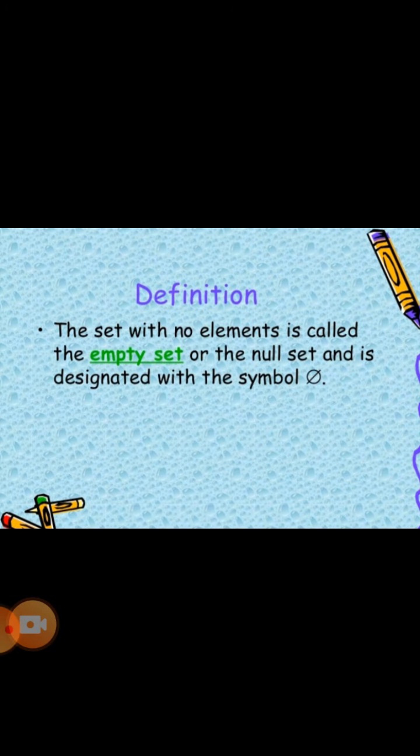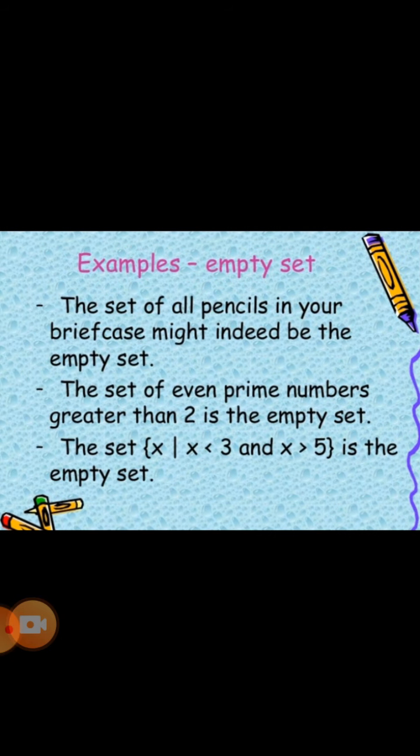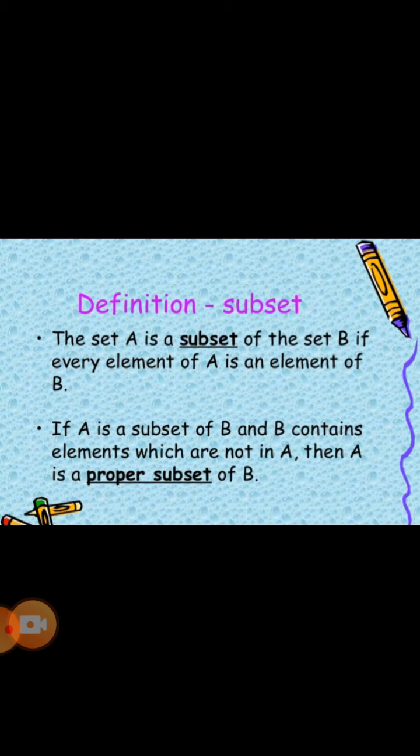Next we discuss the types of sets. The first type of set is the empty set. The set with no elements is called the empty set or the null set, and it is designated with a symbol. Here we use a symbol that represents the empty set. Next we have some examples of empty sets. The set of all pencils in your briefcase might indeed be the empty set. The set of even prime numbers greater than 2 is the empty set. The set of x such that x is less than 3 and x is greater than 5 is the empty set.